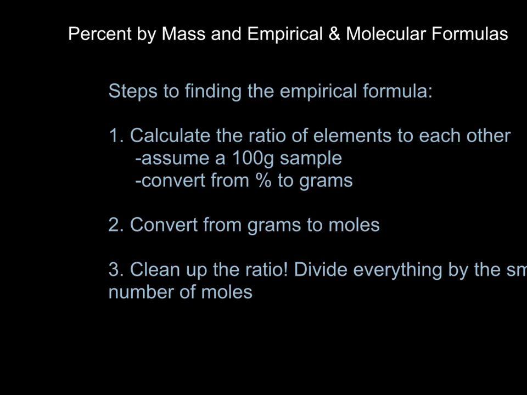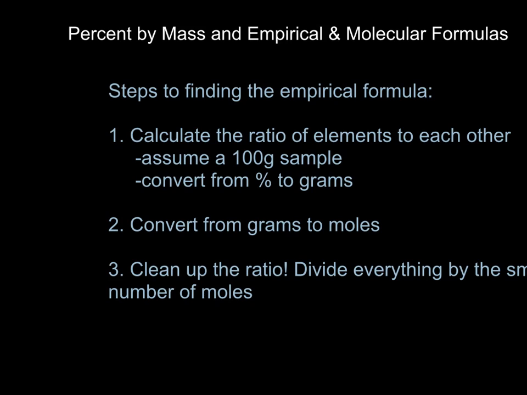Now that we know how to find the molecular formula, we need to determine how to find the empirical formula. So our steps for finding the empirical formula are below. First, we need to calculate the ratio of elements to each other. We're going to assume a 100-gram sample because it makes our life easy, because then to convert from percent to grams, all we have to do is drop our percent and add grams.